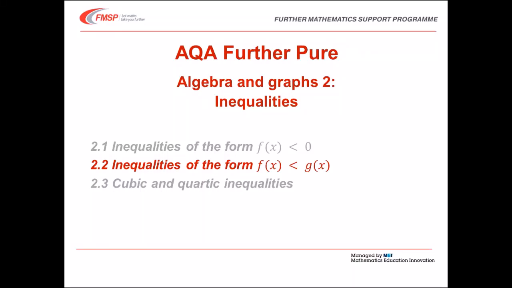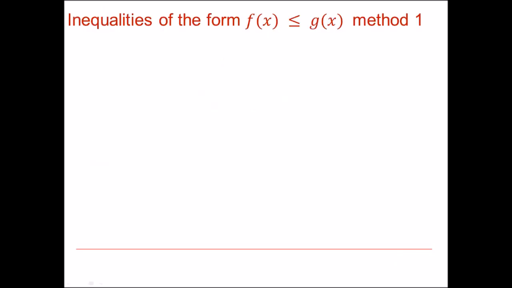This video for AQA Further Pure Mathematics, Algebra and Graphs, section 2.2, looks at inequalities of the form f of x is less than g of x. There are three different methods I'm going to look at for solving this type of inequality. Depending on the forms of f of x and g of x, any one of them may be easier than others, so it really is a case of trying to decide which method is applicable in any particular situation.